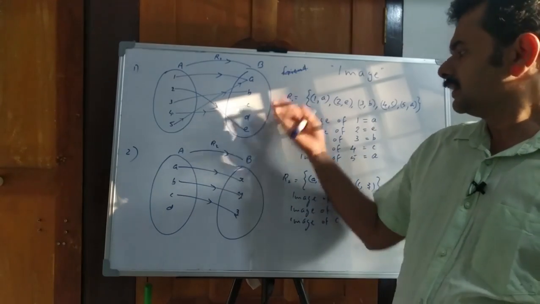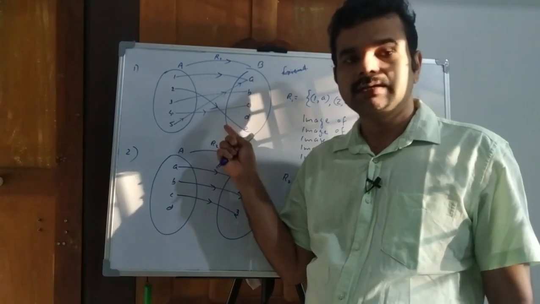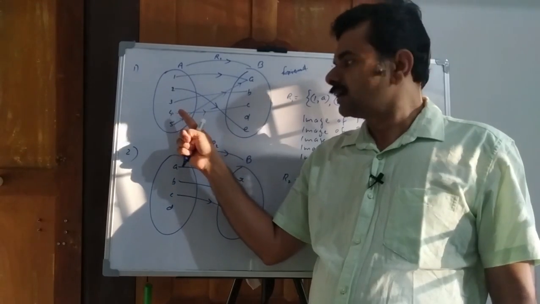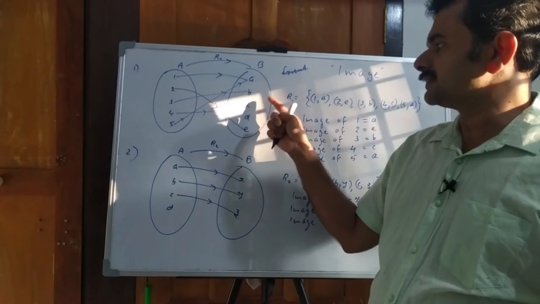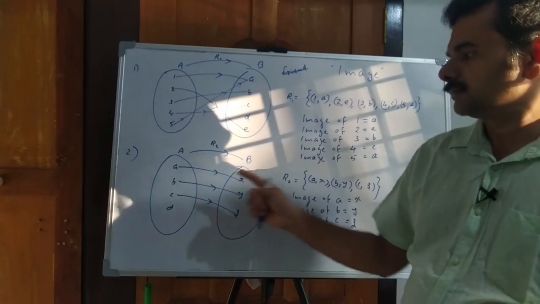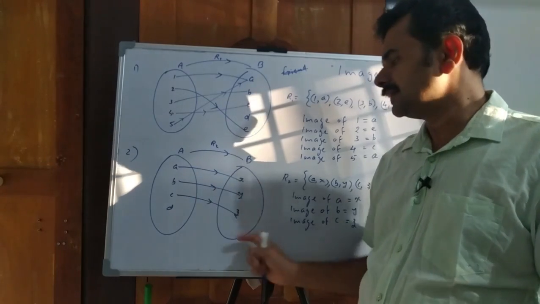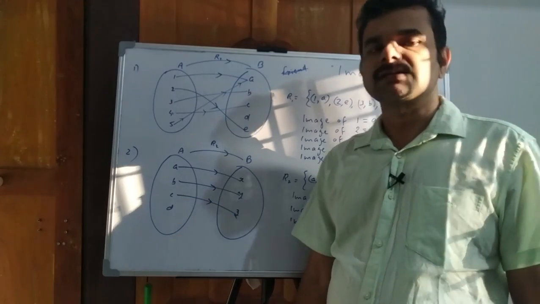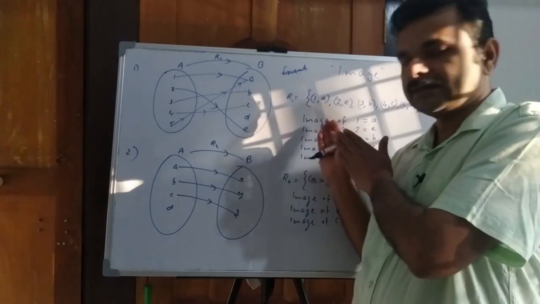So this is the property of these two questions. For this question, every element of the set A has image in the set B. But here every element of the set A has not image in the set B because what? D is eliminated from this relationship or from the term image.